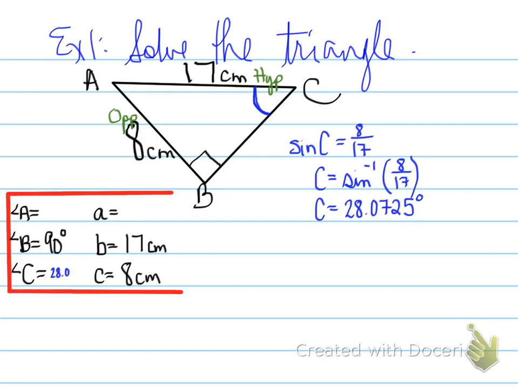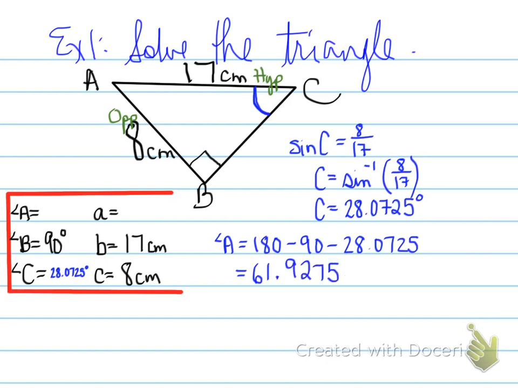And that's what we fill in for angle C. Next, we can find angle A, knowing that all three angles in a triangle add up to 180 degrees. So angle A is equal to 180 minus 90 minus 28.0725 degrees, which gives us 61.9275 degrees. And that's using the sum angle triangle theorem, SATT for short, which represents that all the angles in a triangle add up to 180 degrees. It's a theorem that we use. All right.